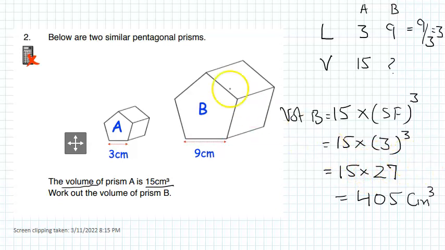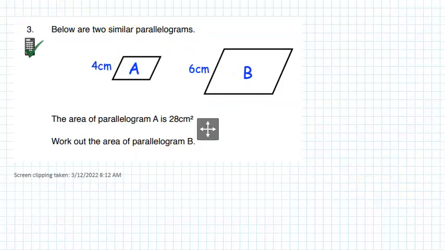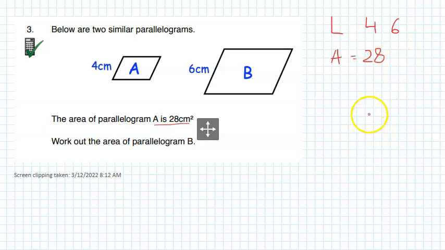Let's move to question number 3. Now this is question number 3. Let's try to solve it in the same way. First, the lengths are given, 4 and 6, and the area of parallelogram A. Now this is talking about area, that is 28. So we have to find the bigger one, so that is multiplication. The area is 28.